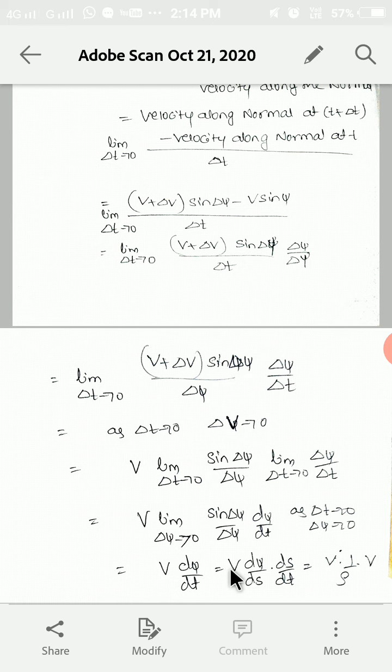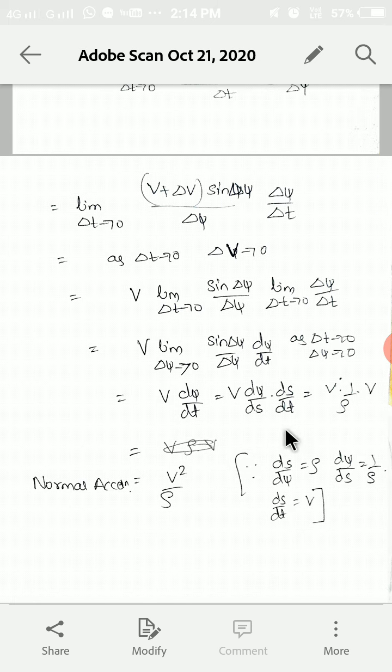Again this, v into d psi by dt, can be written as d psi by ds into ds by dt, which is equal to v, then d psi by ds is known as 1 by rho, radius of curvature. So ds by d psi is rho, that is the radius of curvature. So d psi by ds is the reciprocal of radius of curvature, that is 1 by rho. So therefore this is equal to v into d psi by ds is 1 by rho, again ds by dt is the velocity, that is v. So totally, normal acceleration is equal to v square by rho.